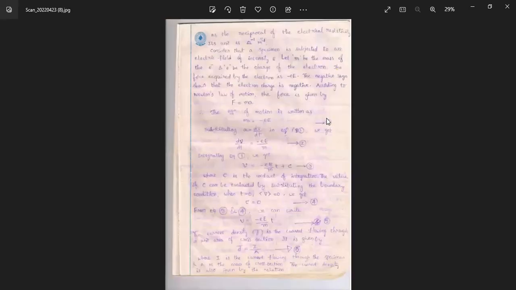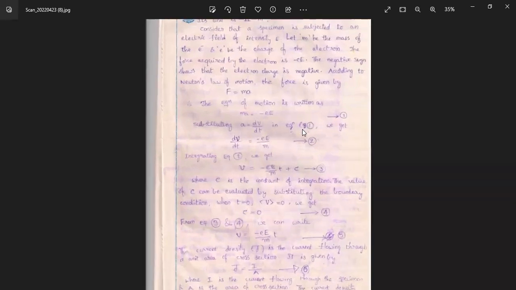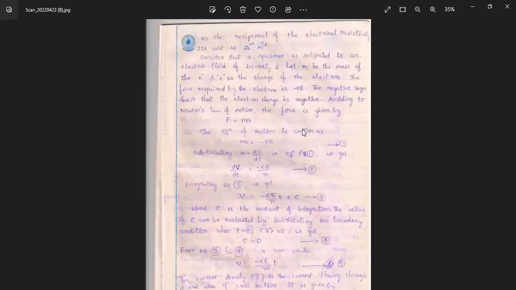It is also defined as the reciprocal of the electrical resistivity. Conductivity's opposite is resistivity. Units are ohm inverse meter inverse.